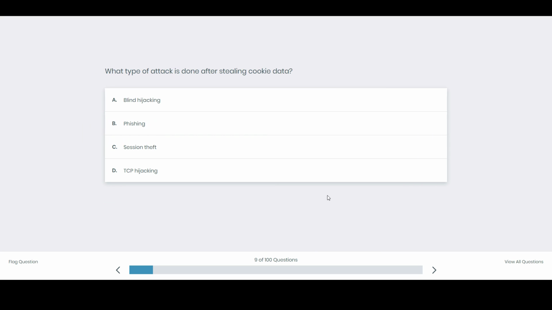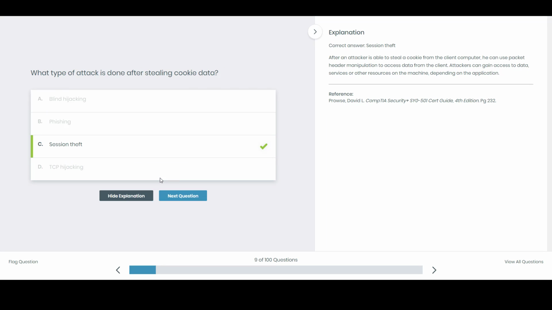All right, let's continue. What type of attack is done after stealing cookies data? Session hijacking, isn't it? Because session cookies. This is different. Blind. That's TCP hijacking. This is different. Session. So after an attacker is able to steal cookies from the client computer, he can use packet header manipulation to access data; the attacker can gain access to data and services.